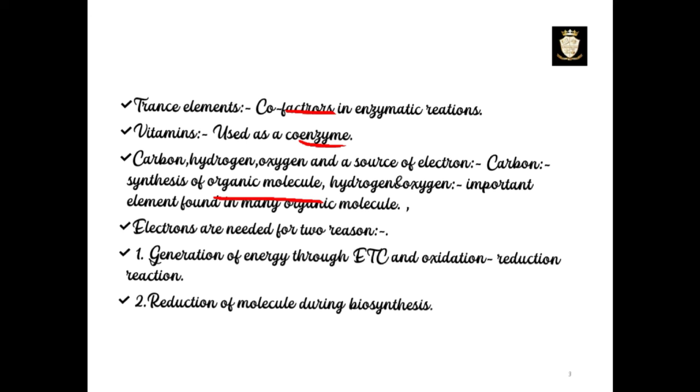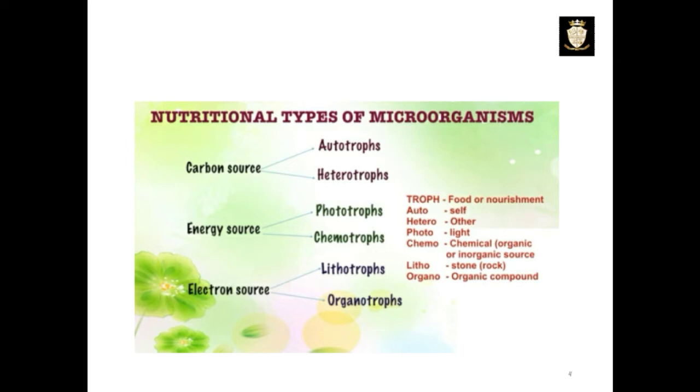And they need electrons. The electrons are needed for two reasons. The first one, generation of energy through the electron transport chain and reduction-oxidation reactions. And the second one, reduction of molecules during biosynthesis. And the nutritional types in bacteria are classified into three based on the source. The first one, carbon source, the second one, energy source, and the third one, electron source. These are the three classes.